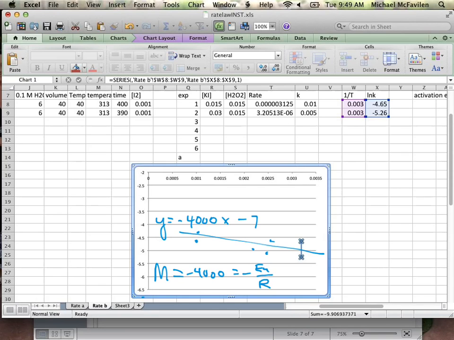If we get a, in this case, when we go through and do the math, what sign do we get for our activation energy? Positive or negative? Negative, and a negative is positive. Okay. If our slope for some reason comes out positive, what sign do we get on our activation energy? Negative.